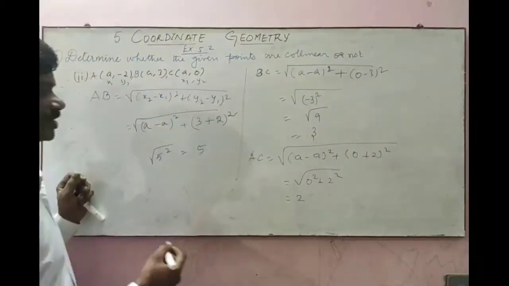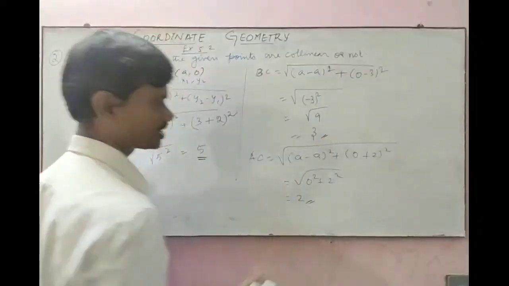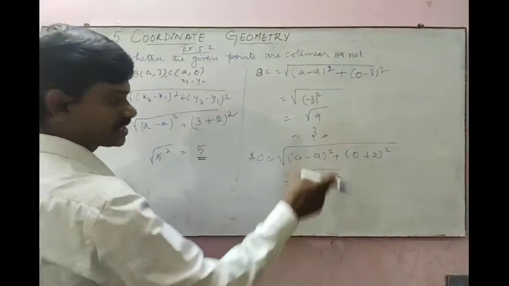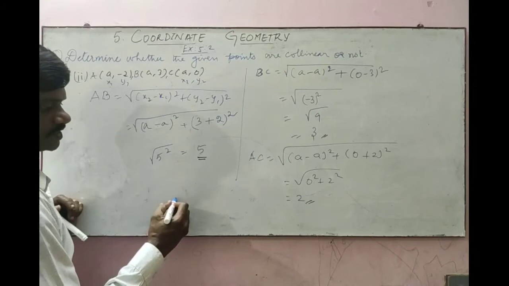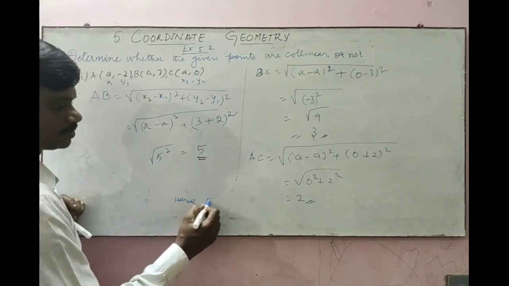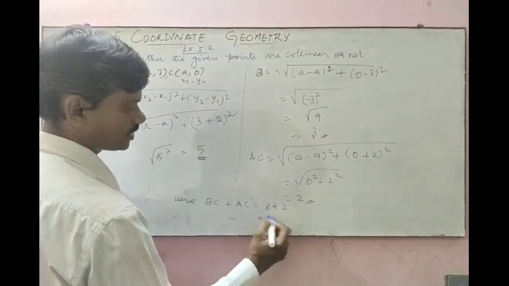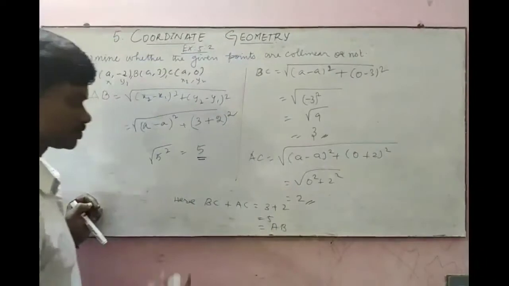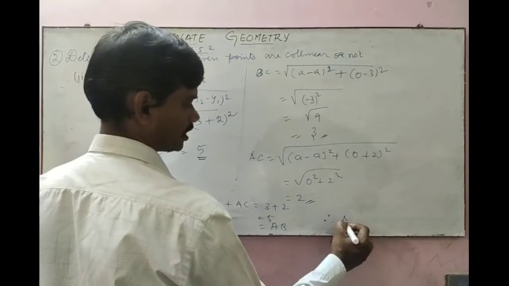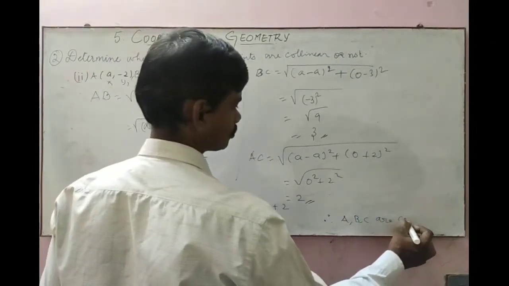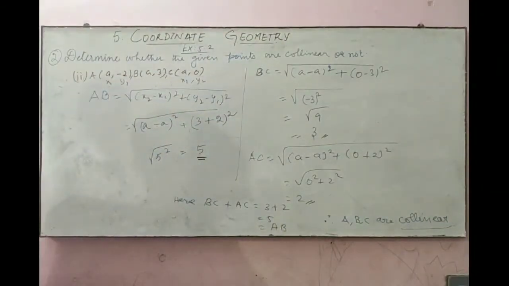Now look at these three values. What is the first answer? The first answer is 5, the second answer is 3, the third answer is 2. Look at these three. If you add these two distances, you will get this distance. Here BC plus AC equals 3 plus 2, which is 5, which is AB. So BC plus AC is equal to AB. Therefore A, B, C are collinear. These 3 points are collinear. Like that you can do the first sum.